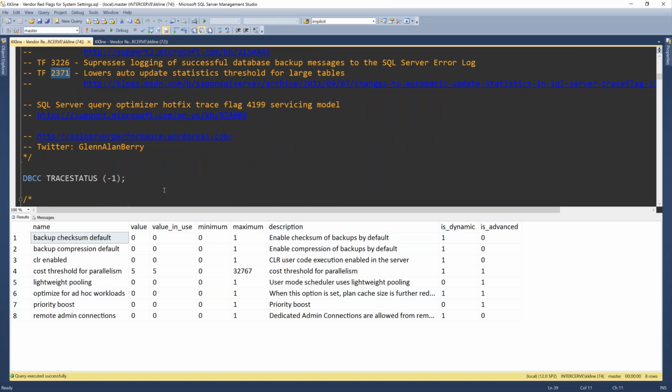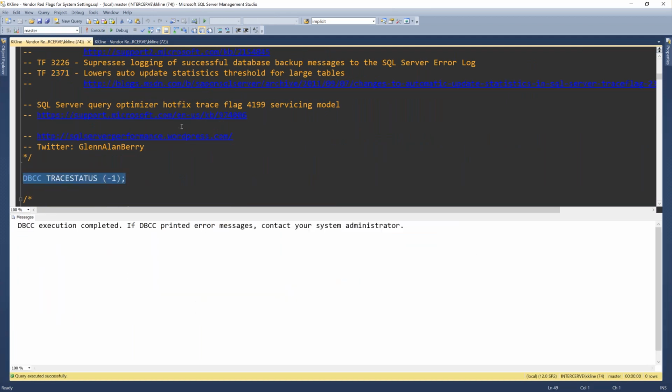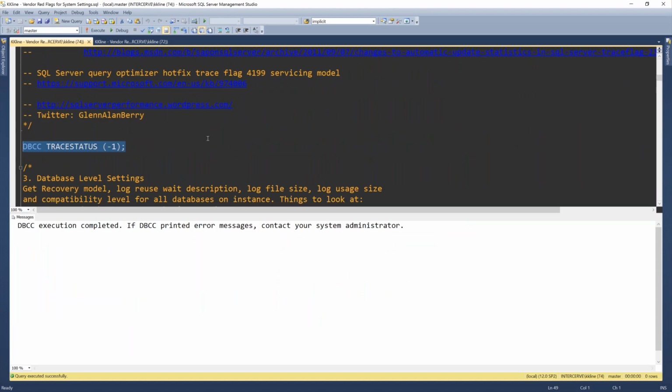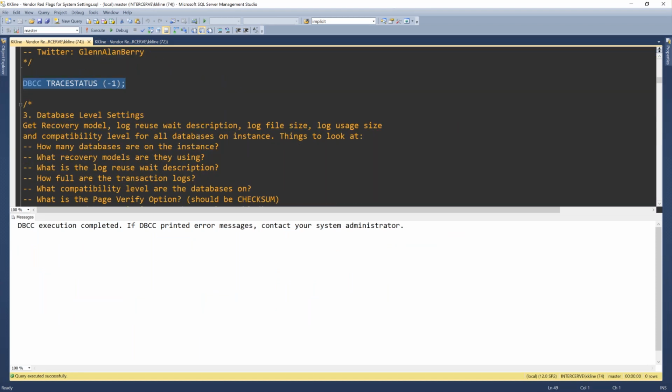You also just don't want to get surprised by trace flags. So you want to make sure you know what all of the trace flags are. And in this case, I don't have any enabled. So, all right, no problem.